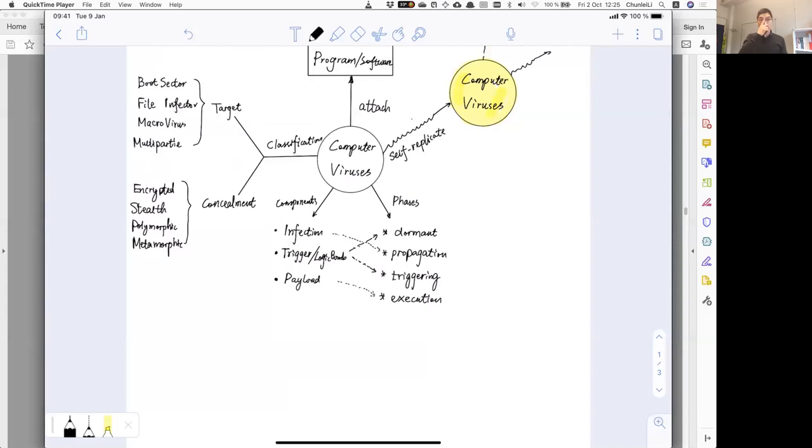I get a question asking, why is it important for the virus to spread to different hosts? Isn't it enough to infect one host and then execute the payload? This is a rather general answer to this question. Different computer viruses have different purposes. It's really based on what kind of purposes the virus offers.